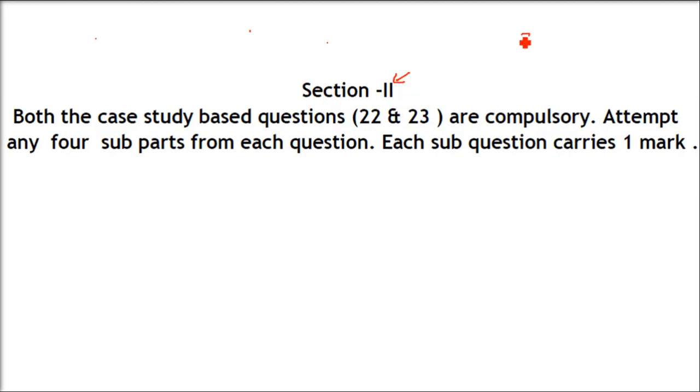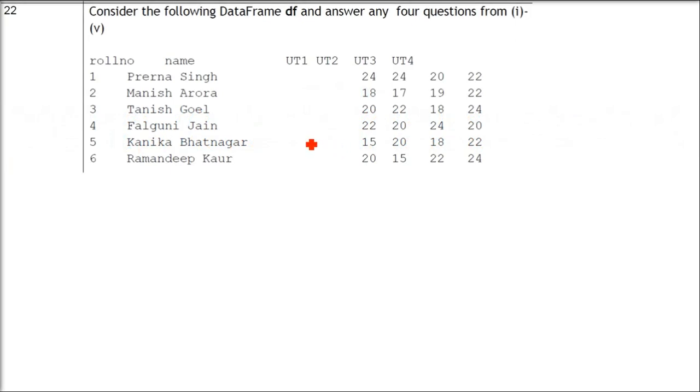This is section number 2. This is the sample question paper of Class 12 Informatics Practices, released by CBSE for 2021. Two case study based questions are there, 22 and 23, and 4 of 5 we have to do. Consider the following data frame DF and answer any 4 questions from 1 to 5.